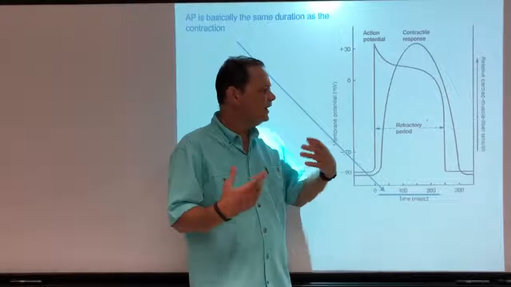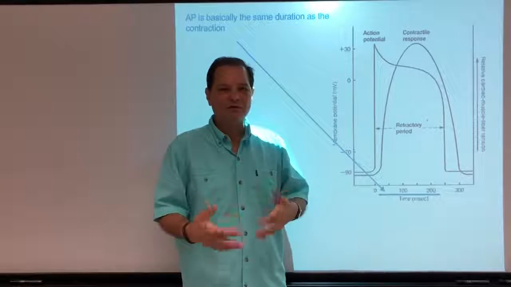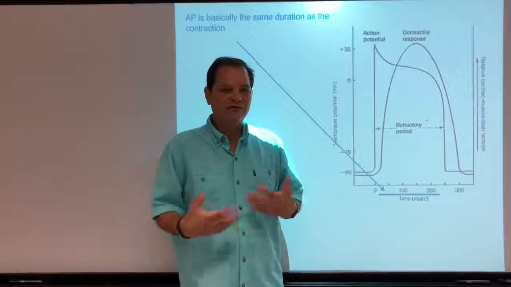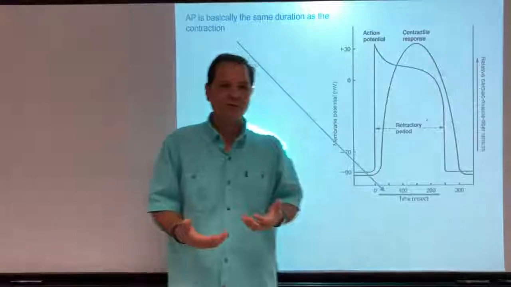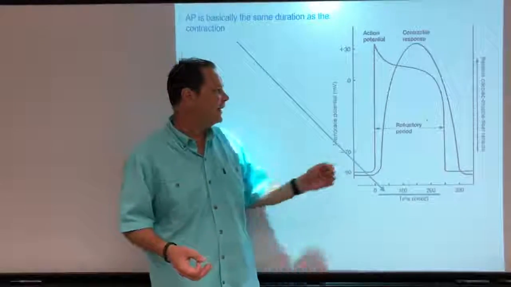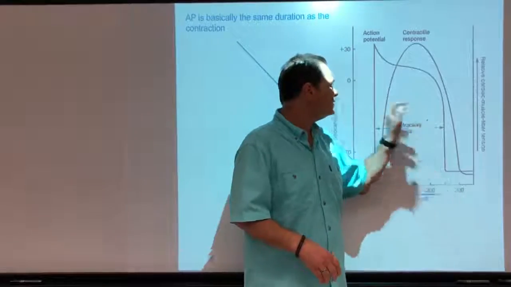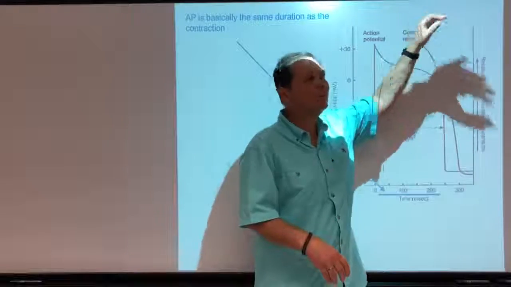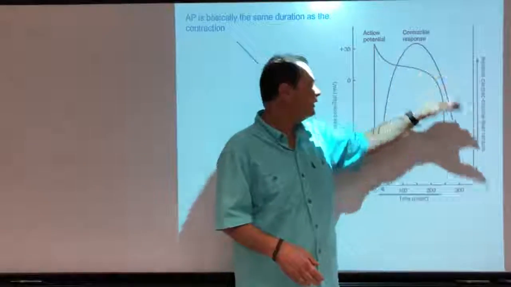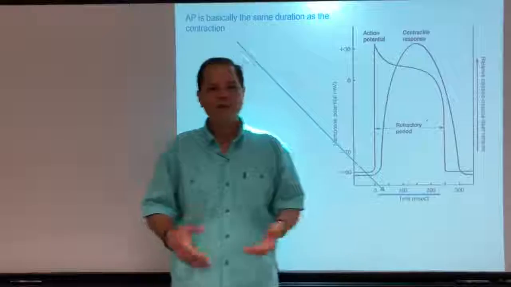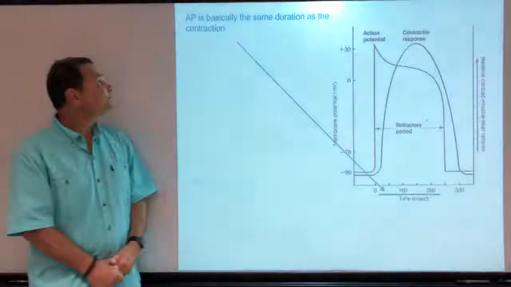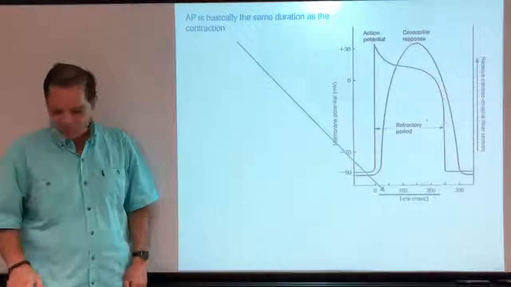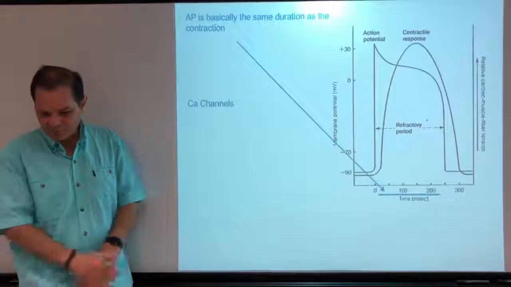And that means that you won't get a process that's called summation, which results in tetanus, which is something that you typically see or can see in skeletal muscle. You can't see that in cardiac muscle. You can't fire this action potential over and over again and get a bigger and bigger contractile response. It's going to be most of the way relaxed before you can fire another action potential. Okay? So the action potential is basically the same duration as the contractile response.